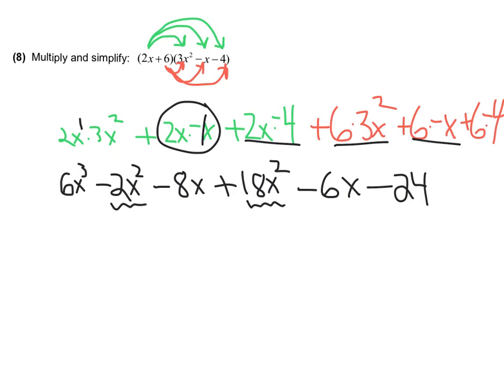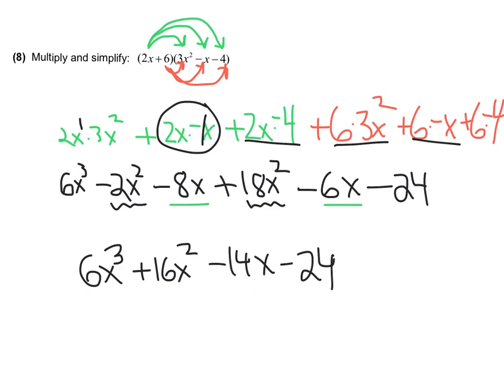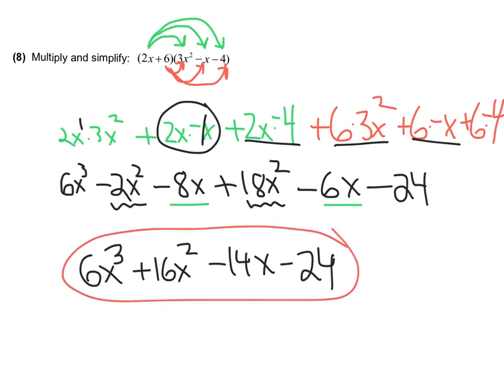Okay, now add like terms. So the x squared terms add. You're going to add the x's and then the numbers, there's just one. So I have a 6x cubed. Negative 2x squared plus 18x squared is plus 16x squared. And then minus 14x and then minus 24. That's my final answer. So I'll circle it with a red pen, getting you guys ready for the quiz.